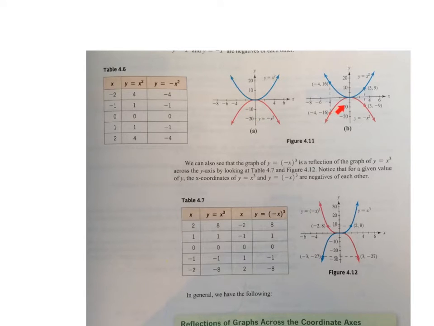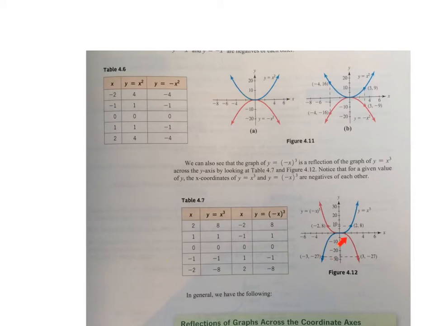I'm not really sure why they show both of these. Maybe they explain that down here. But anyway, you get a reflection across the x-axis. So when y equals x squared, you get one graph. When you put a negative in front of the x squared, you get a reflection across the x-axis.